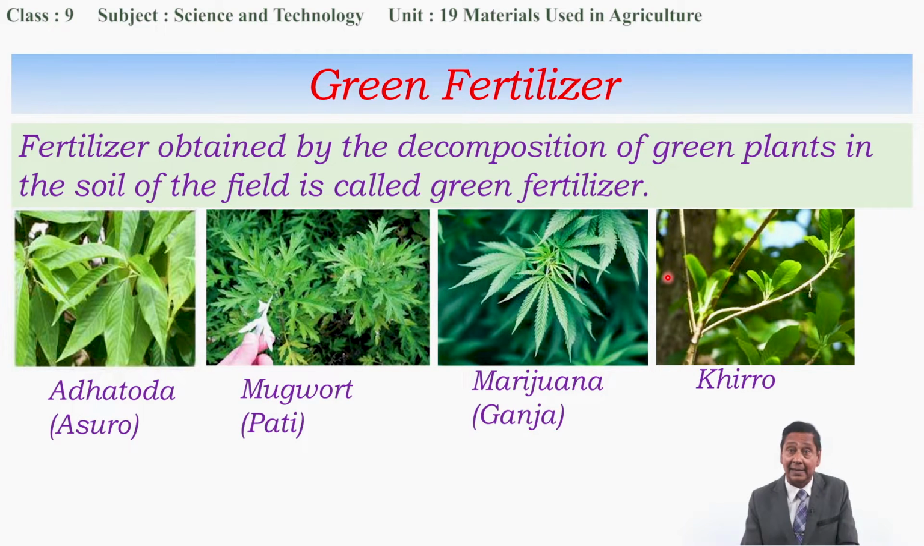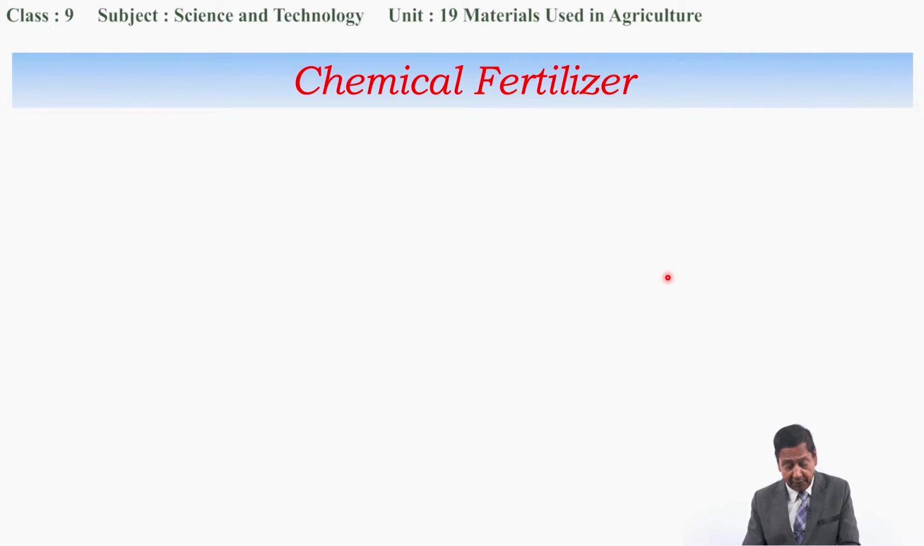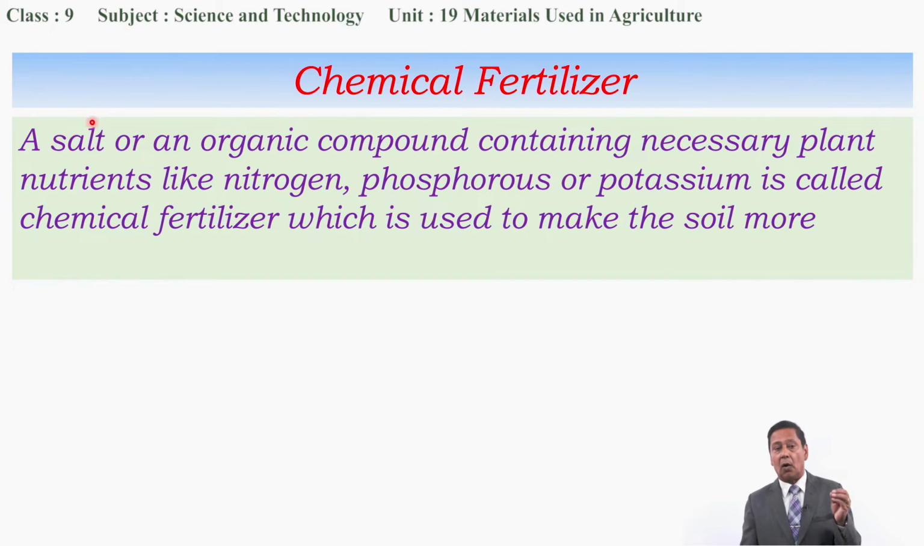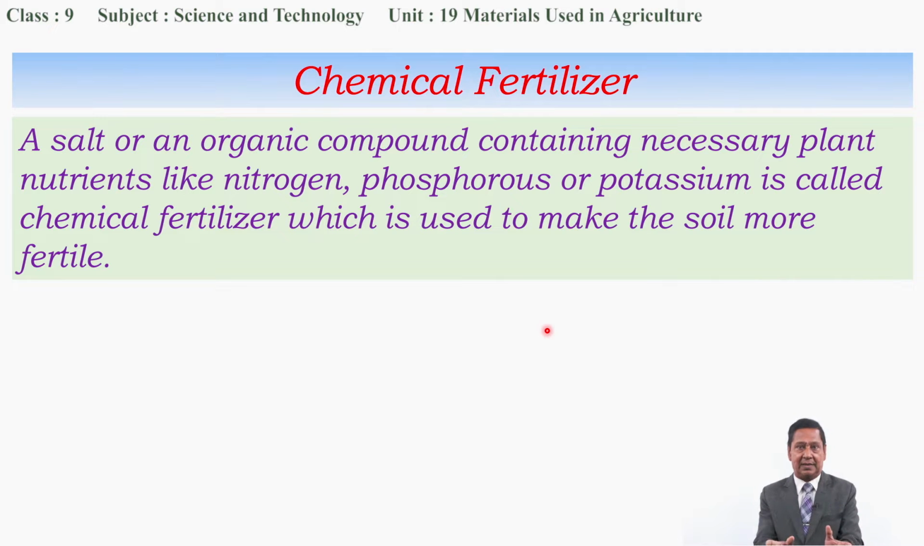Now, let's talk about the chemical fertilizer. Chemical fertilizers are actually salts or compounds which are directly used in the field. A salt or compound containing necessary plant nutrients like nitrogen, phosphorus or potassium is called chemical fertilizer, which is used to make the soil more fertile. After all this understanding, now we are able to distinguish and differentiate organic fertilizer and chemical fertilizer. I want to differentiate organic fertilizer and chemical fertilizer in different points.